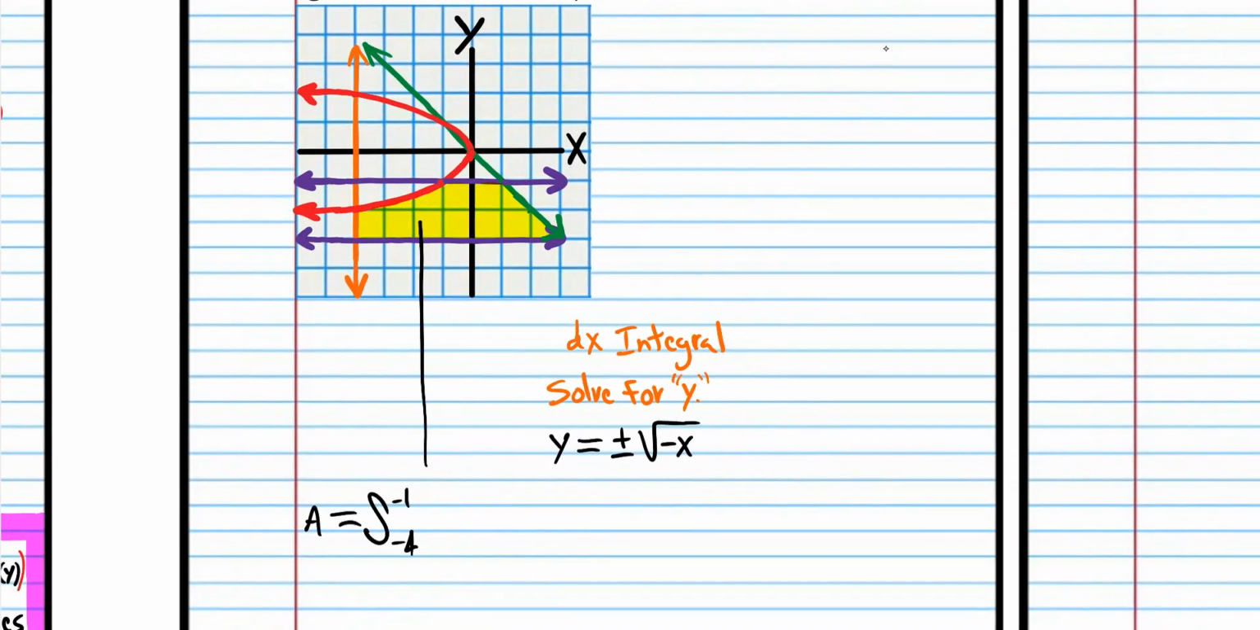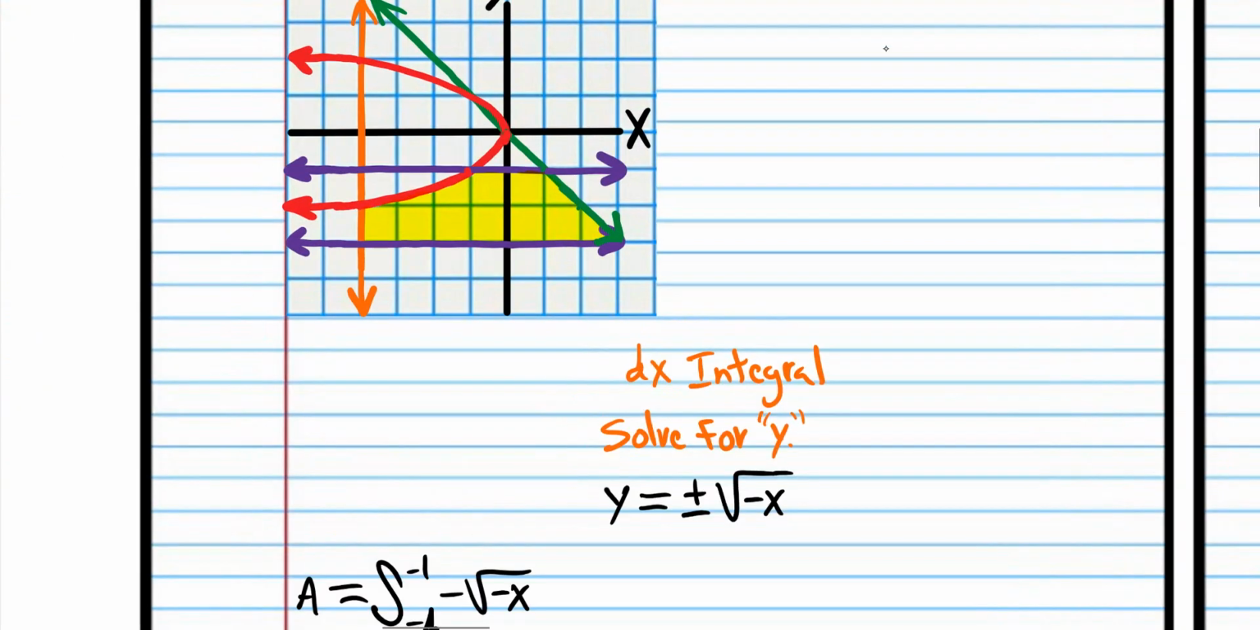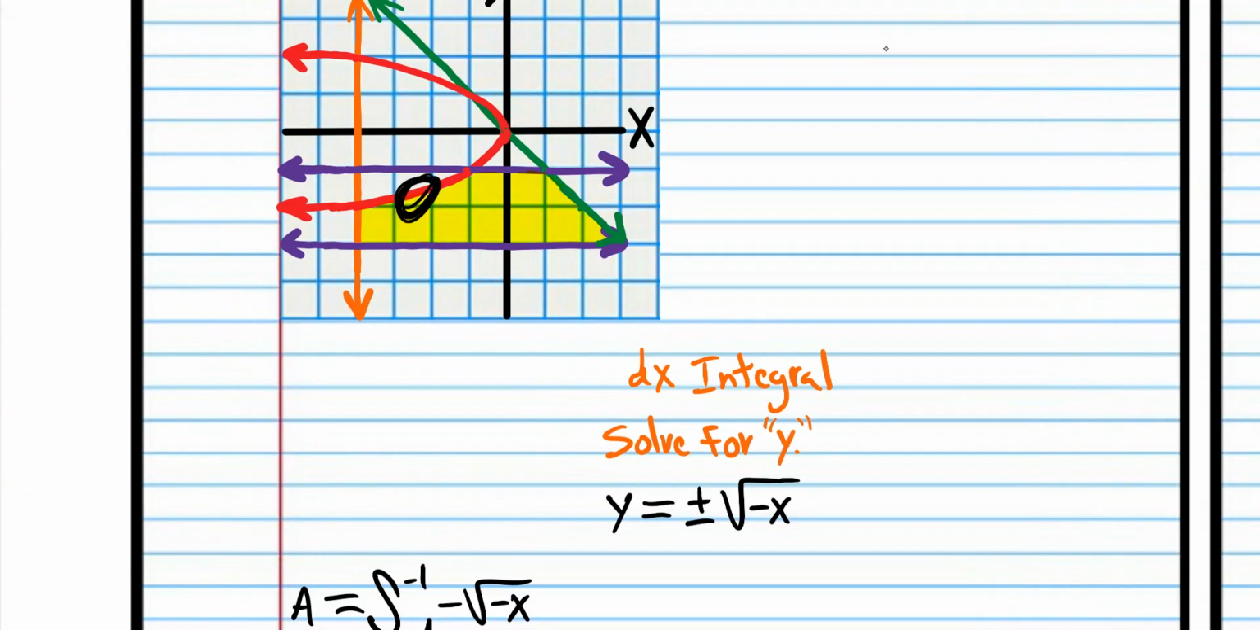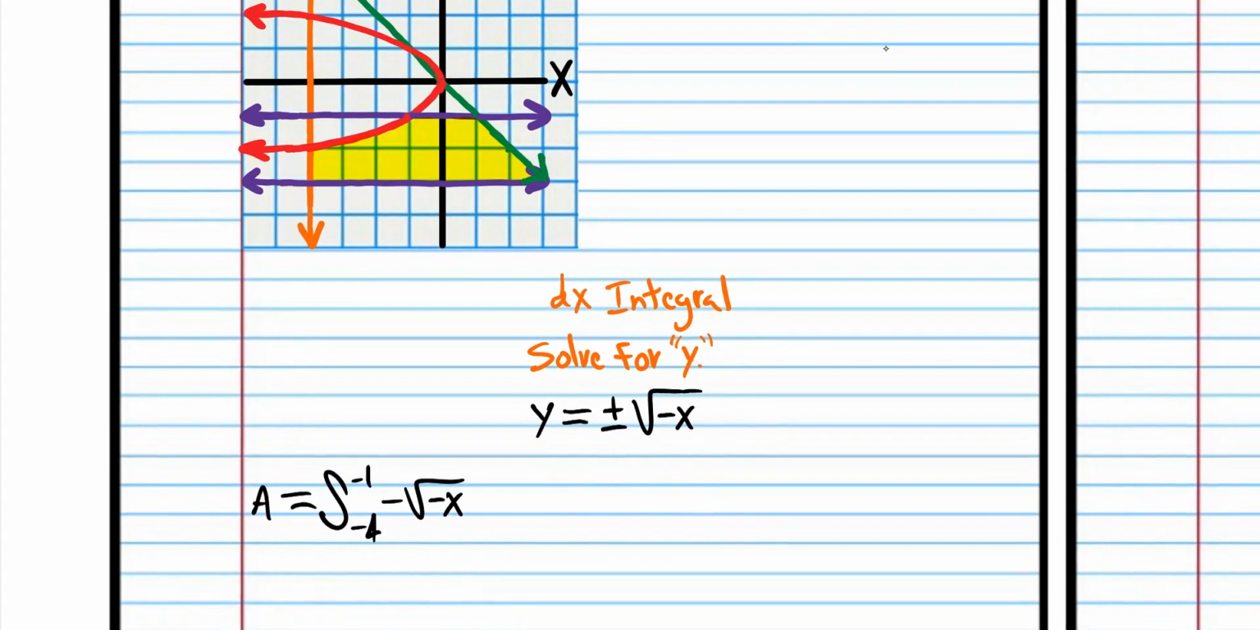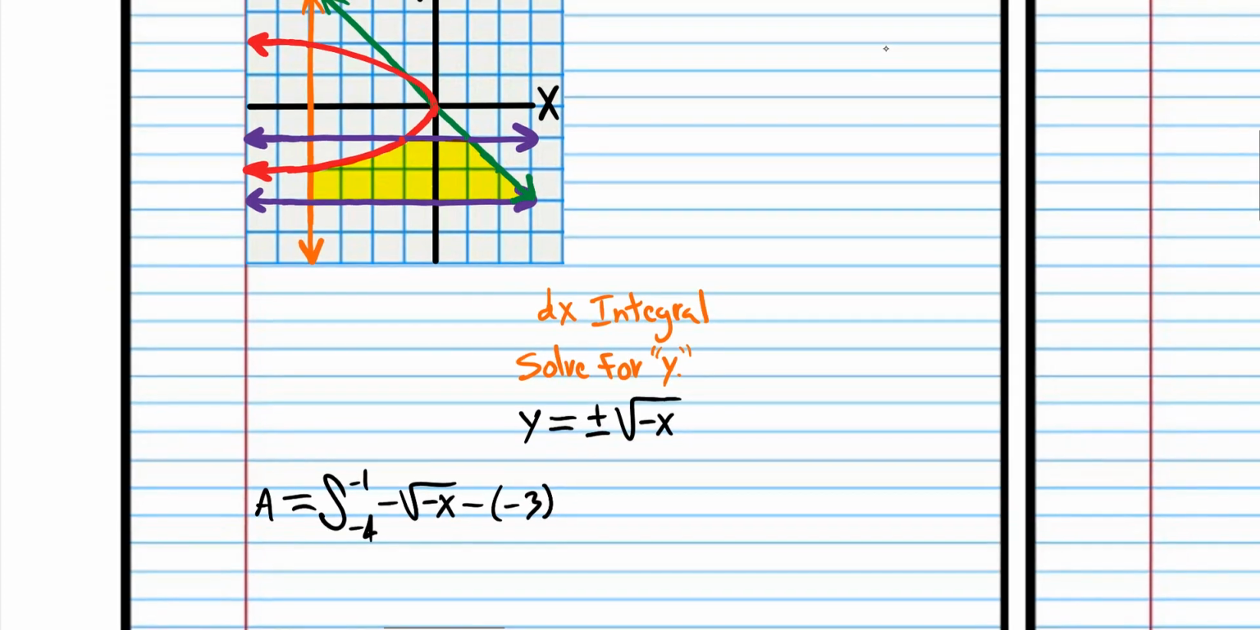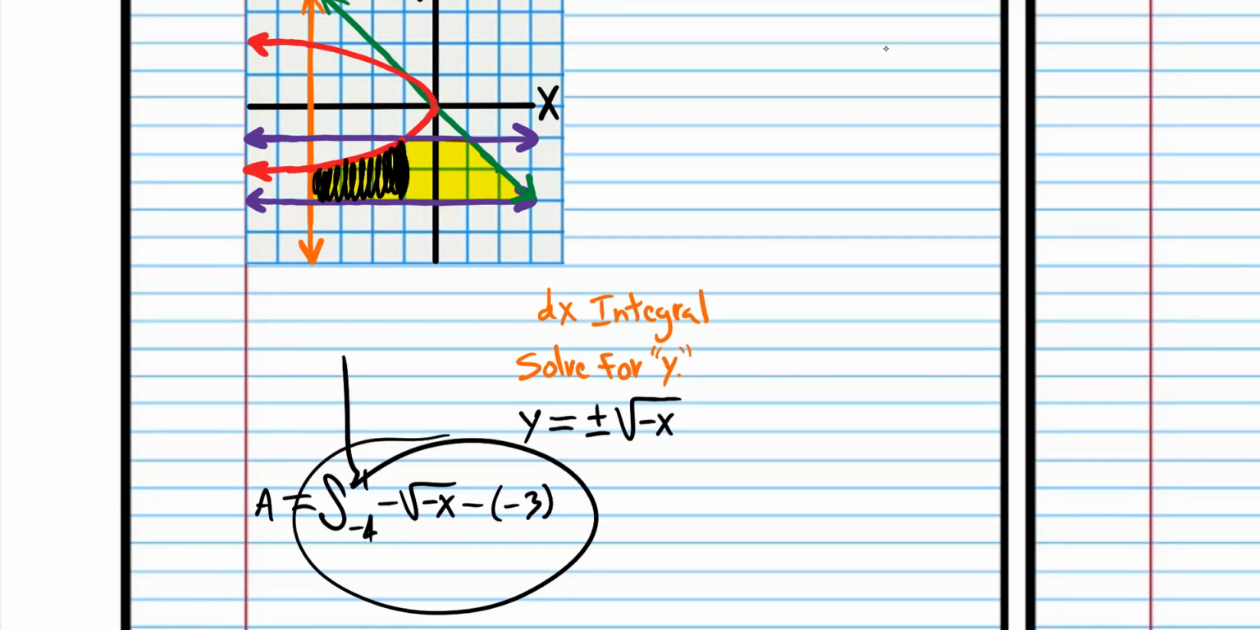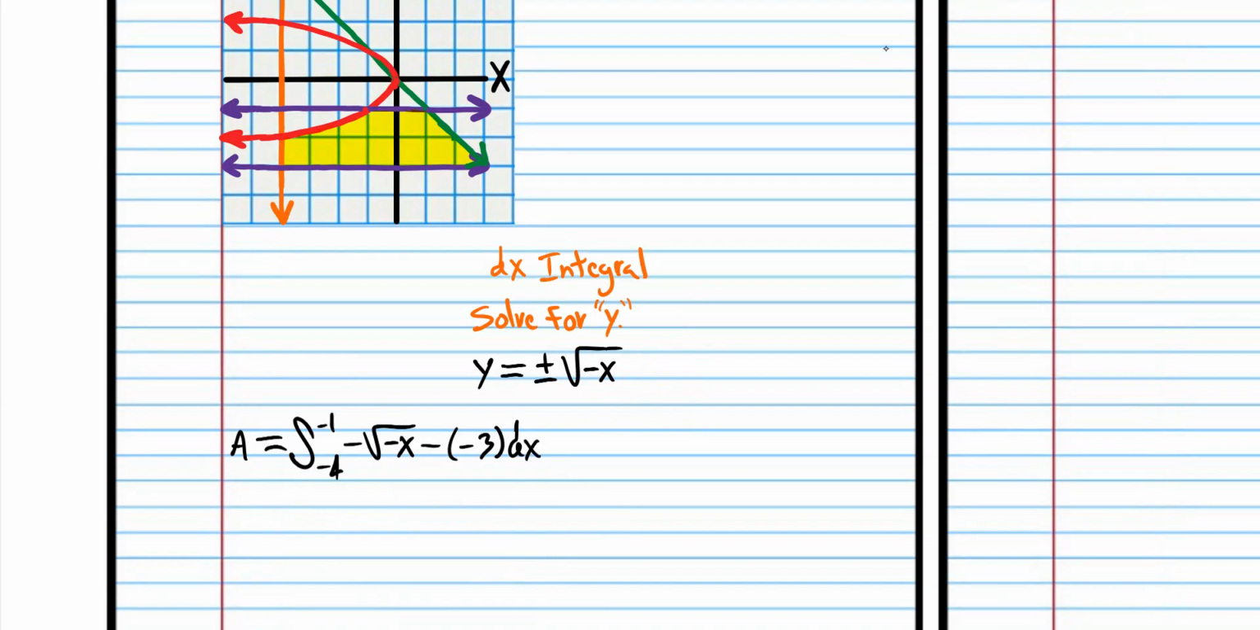And we're taking the red graph, which is going to be negative root negative x. Again, I know that's very confusing. We're taking the y value of this graph and subtracting the y value of that graph. Remember, you subtract the y values when you're using a dx integral. And then we're going to subtract the y value of this purple graph, which is -3. Alright, so that is the area from here to here.